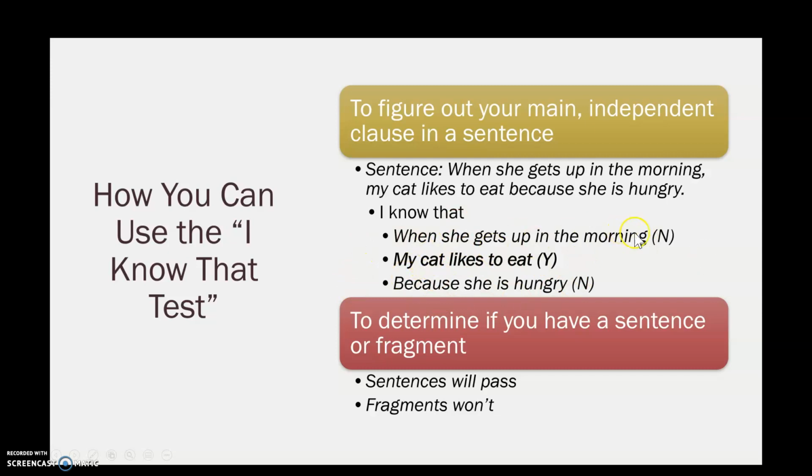We know that "when she gets up in the morning" comes before, so it needs a comma. And we know that "because she is hungry" comes after, so it doesn't need a comma. So we end up with the correctly punctuated sentence: "When she gets up in the morning, my cat likes to eat because she is hungry."